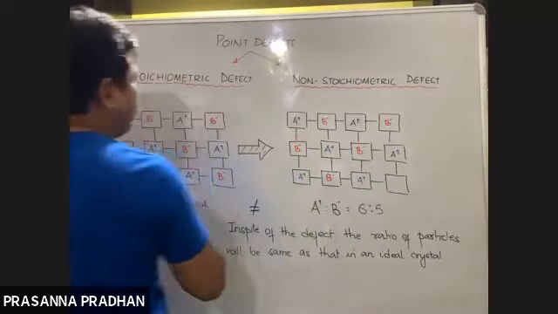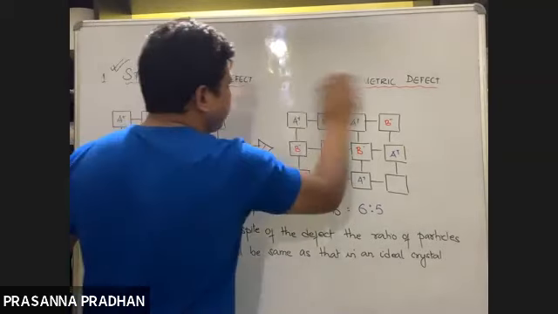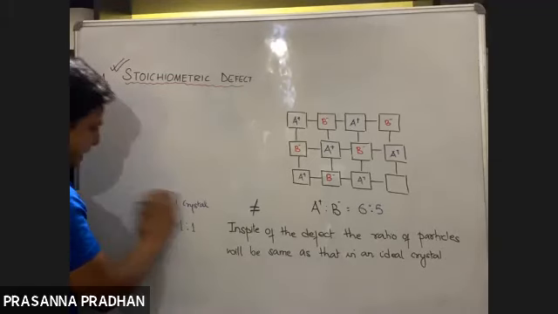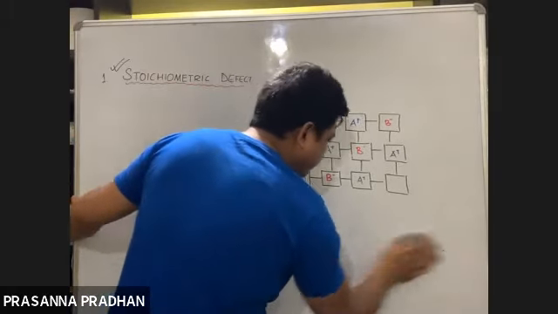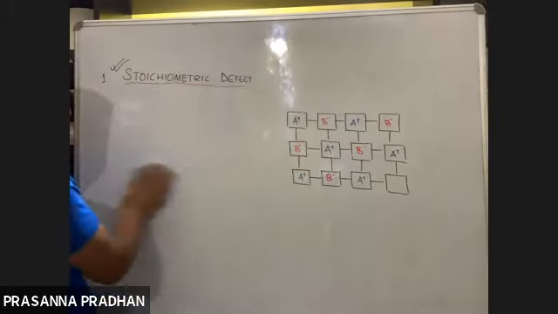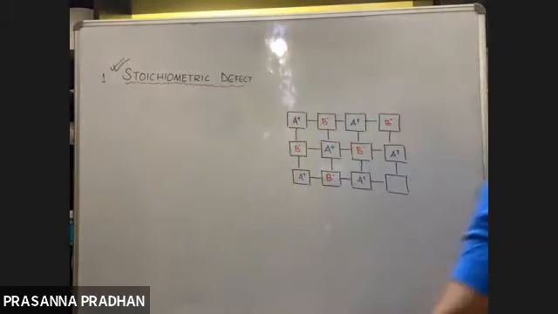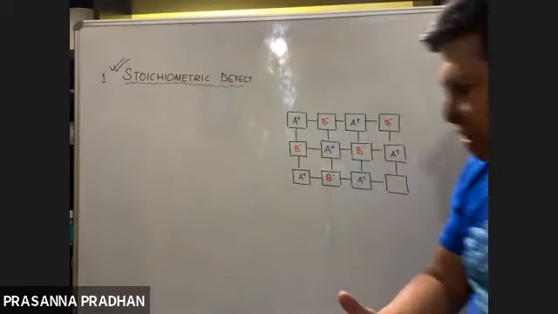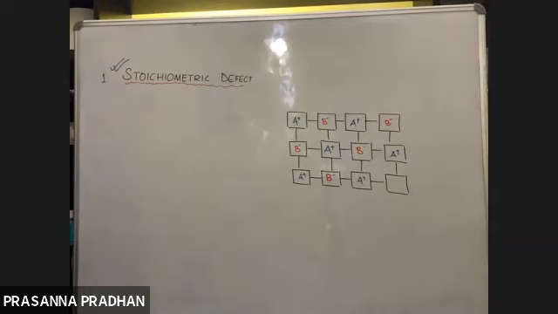So I'm moving to the next topic. I have explained in detail what a stoichiometric defect is and what a non-stoichiometric defect is. Now stoichiometric defects are again of two types. It's just like a story, there's nothing rocket science, you'll understand it in one go. Stoichiometric means that despite the defect, the ratio of particles will be the same as that of an ideal crystal. So stoichiometric defects are of two types.